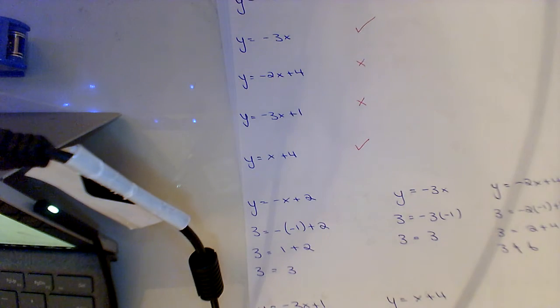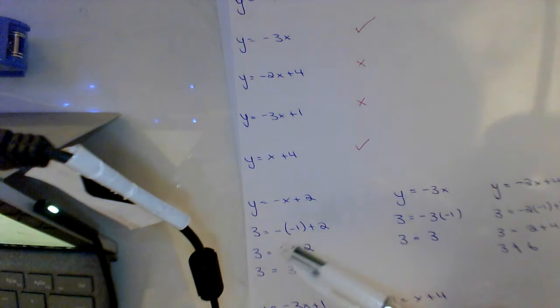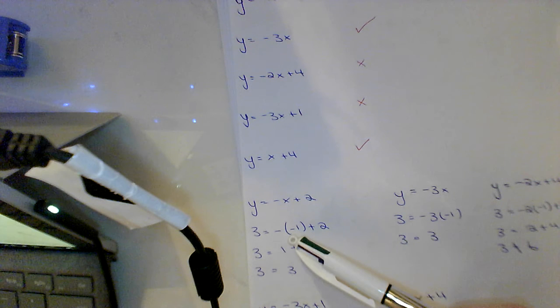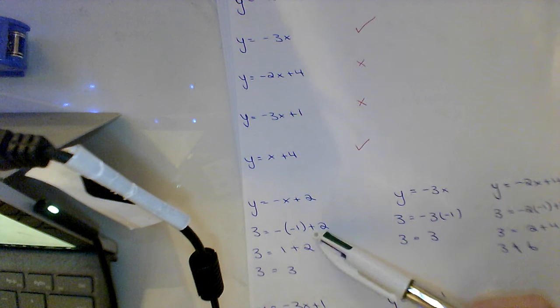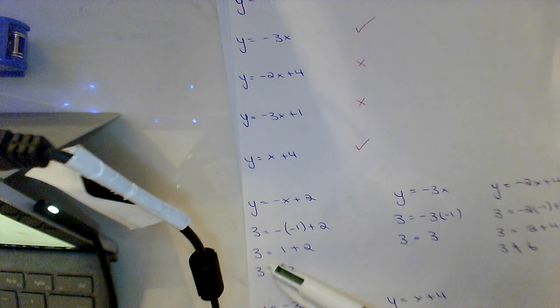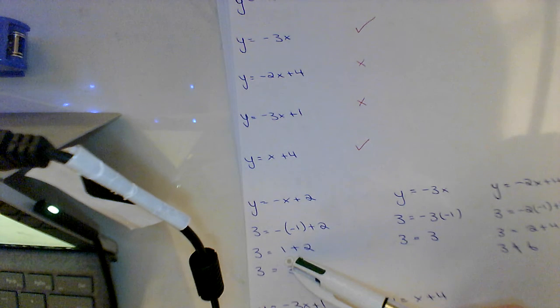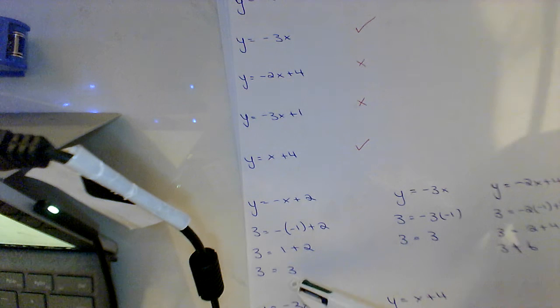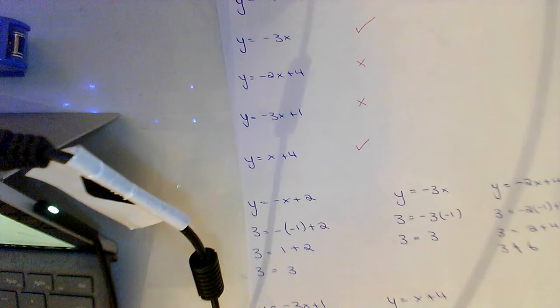So I'll have y is equal to minus x plus 2. I'm subbing in. So y is 3 is equal to minus, x is minus 1 plus 2. So I have 3 is equal to minus by minus gives me plus. So I have 1 plus 2. 3 is equal to 3. Therefore it is on the line.